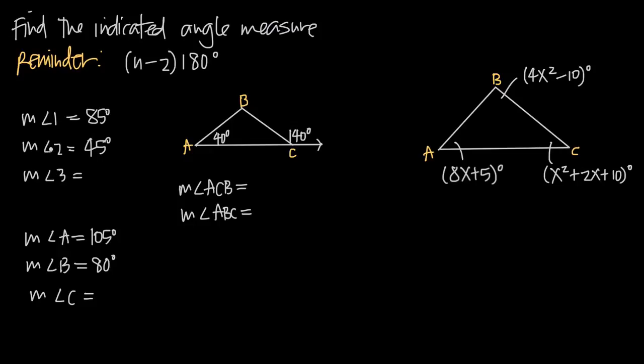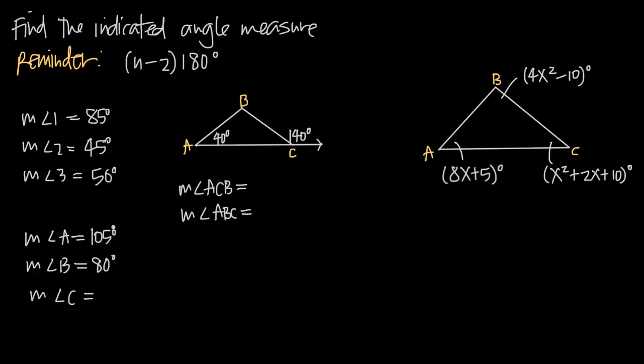So we know we're dealing with a triangle, and we know that the 3 angles will add up to 180 degrees. So all we have to do is subtract 85 and 45 from 180, and we'll get the measure of angle 3. 85 plus 45 is 130. When I take 130 away from 180, I get 50. So I know that the measure of angle 3 is going to be 50 degrees. So the 3 angles inside this triangle are 85 degrees, 45 degrees, and 50 degrees, and those add up to 180 degrees.